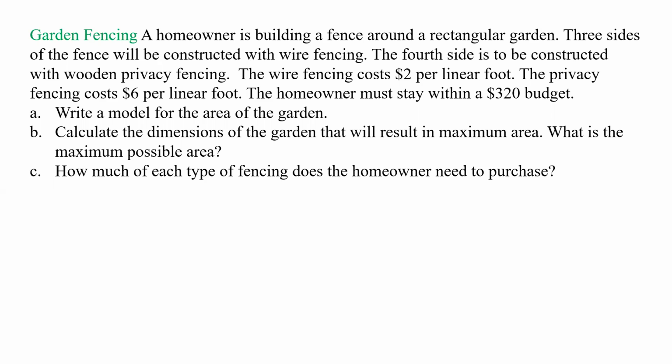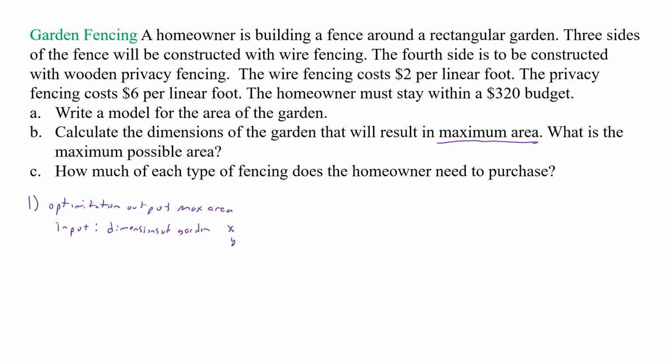So we're supposed to write a model for the garden, calculate the dimensions of the garden that will result in the maximum area. So this maximum area, that's going to be our part one. We need to go ahead and write that down. Part one is optimization. So for the output, we want to maximize area. Okay. And for input, we need to calculate the dimensions of the garden. So dimensions of garden. Now that's probably going to be an X and a Y.